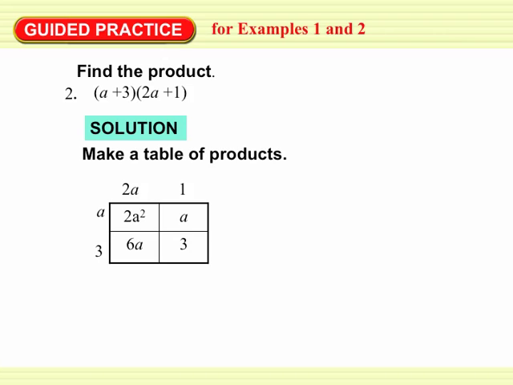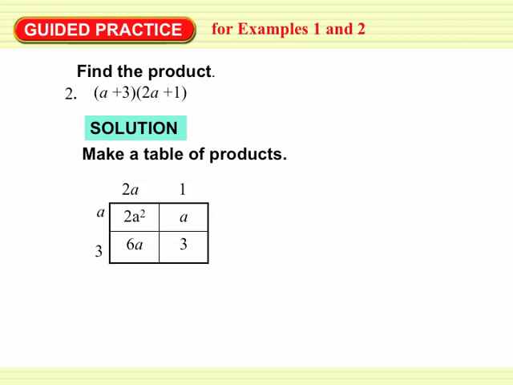If we make a table of the products, we'll have a and positive 3 down the side, and 2a and positive 1 across the top. Notice that it doesn't matter which polynomial you put across the top and which you put down the side. It does matter that you keep the parts of each polynomial correctly together. For example, a plus 3 is one of the polynomials we're multiplying, and so a and 3 either have to both be down the side or both be across the top.